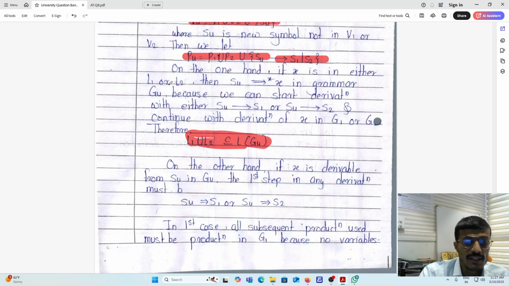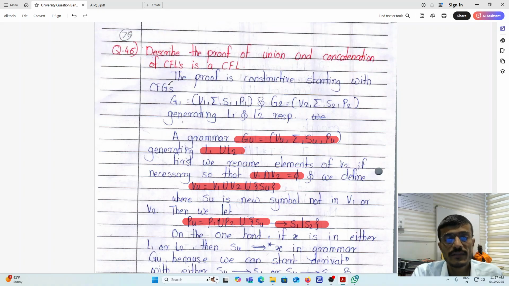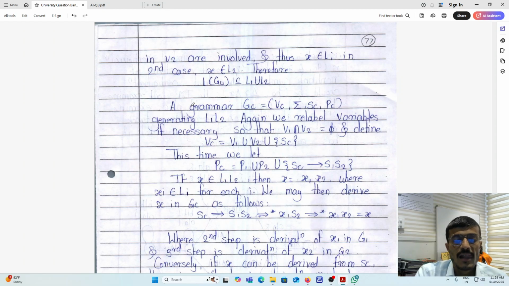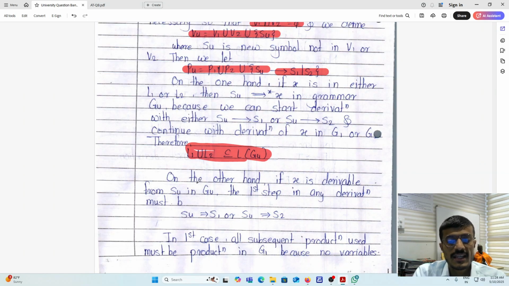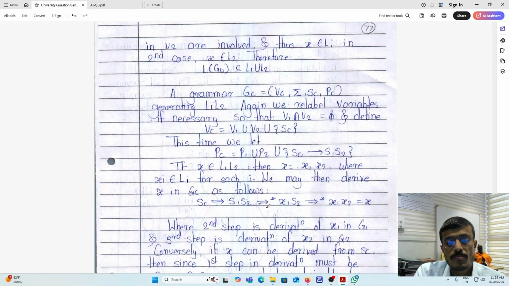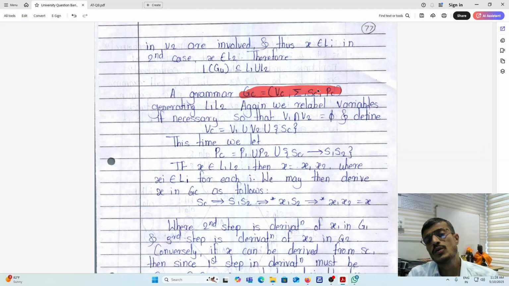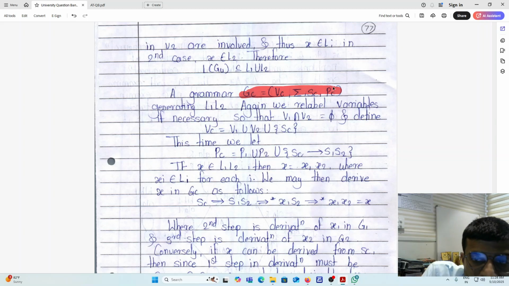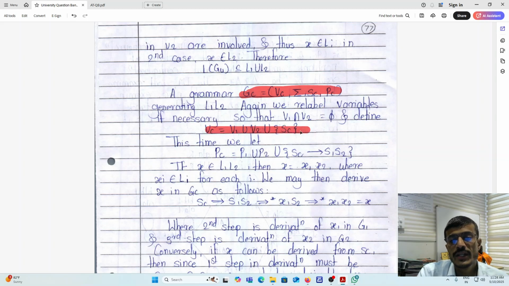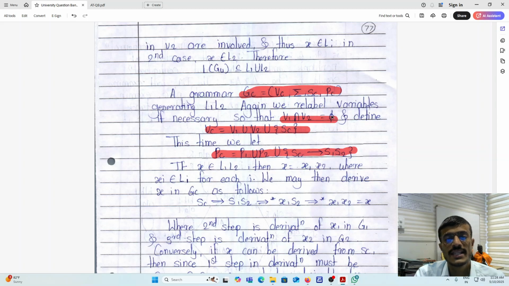And in the case of concatenation, very simple. So if you see here, concatenation, GC equals VC, Sigma, SC, PC. So VC will give you V1 union V2 union SC. Then PC will be P1 union P2 union SC tends to S1 S2. Whatever I am highlighting, those are the key points you have to write in the examination.